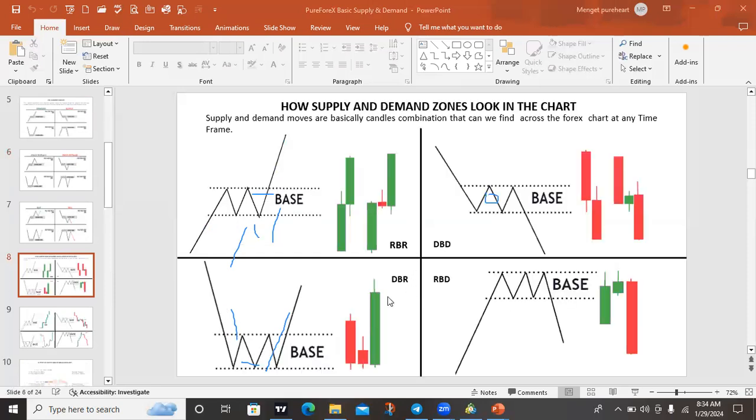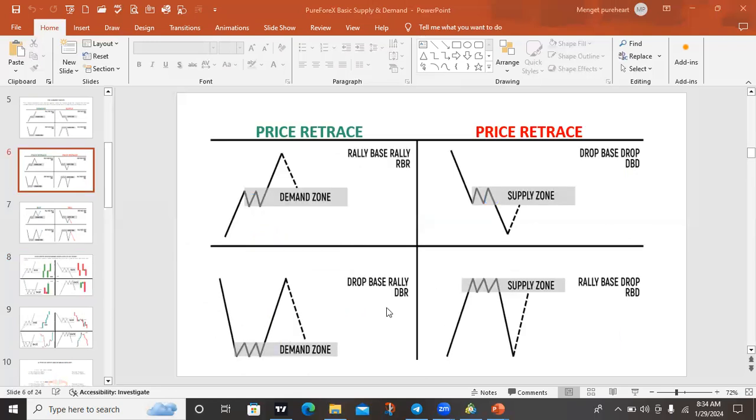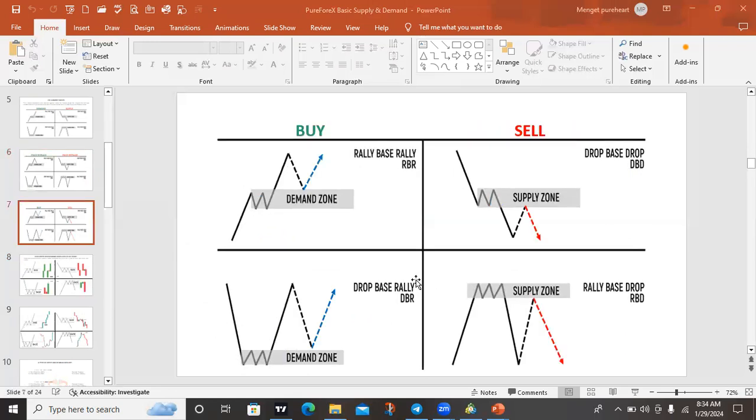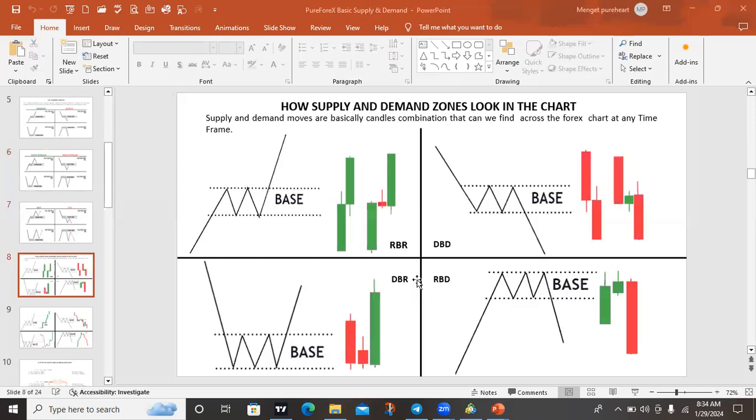So now let me clear this chart. How does a supply and demand zone look in the forex chart? Because all these things I'm showing you right now are just lines. How does a supply and demand zone look in the forex chart? A supply and demand zone on the chart is a combination of candlesticks combined together. So this is how the chart is going to look.